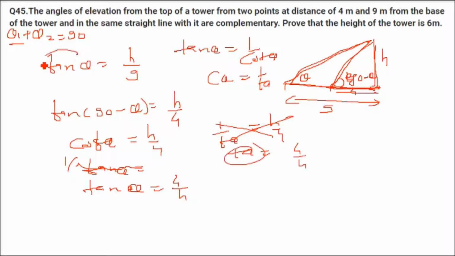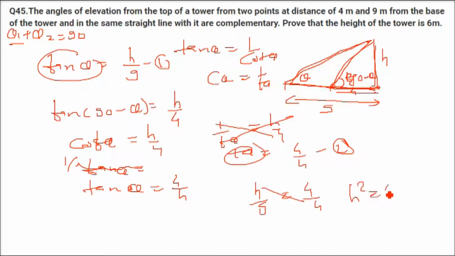So here we have tan theta, here we have tan theta. They both are same. 1 and 2 are same. So equate them. Tan theta, one is h by 9 and one is 4 by h. Now you multiply them. This is h square equal to 9 into 4. This is 36. So h will be equal to under root 36, h will be equal to 6. This is what we have to prove.